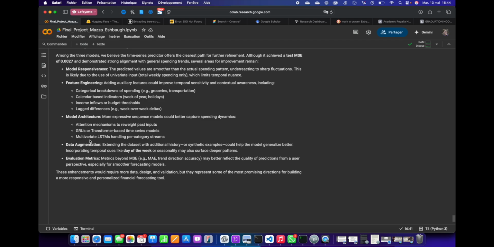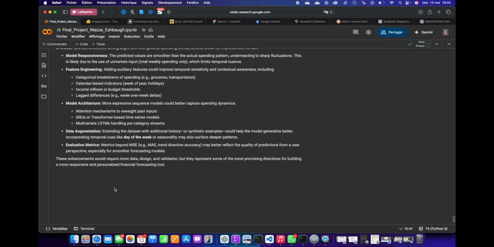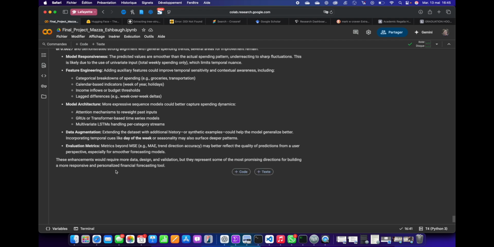The other thing we could do is make a multivariate LSTM, which is kind of what we were talking about up here with feature engineering. More variables go in there. Even just augmenting the data set a little bit on our own could be great. And adding more evaluation metrics, like MAE or trend direction accuracy, might help us understand things further and give more diagnostic data to the LLM to then report to the user, which could be very interesting.